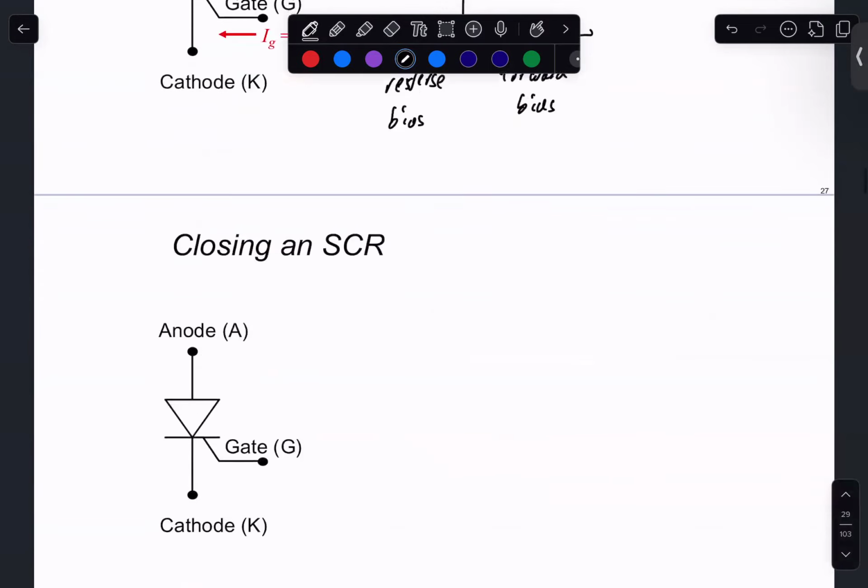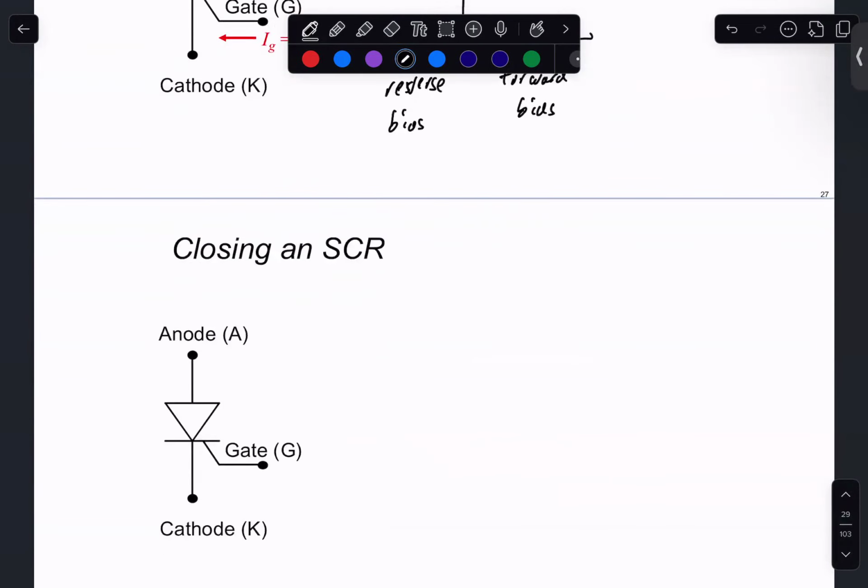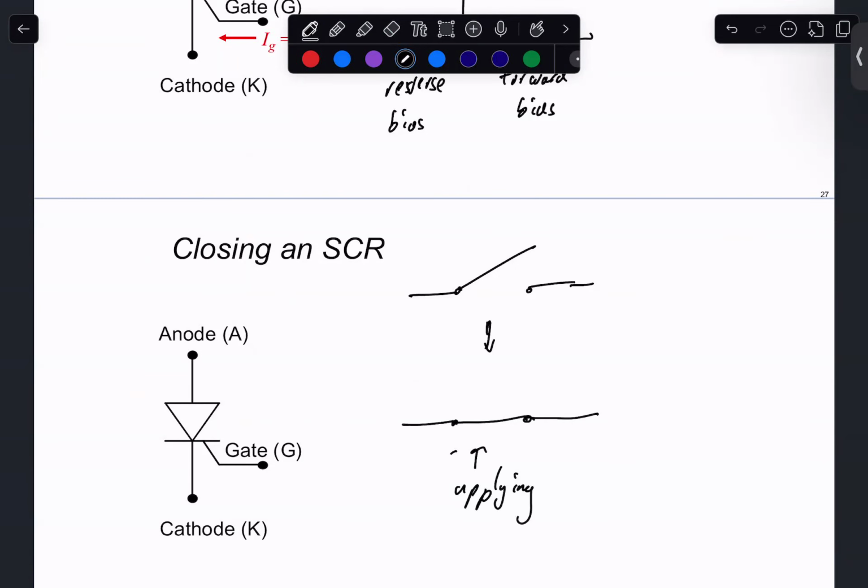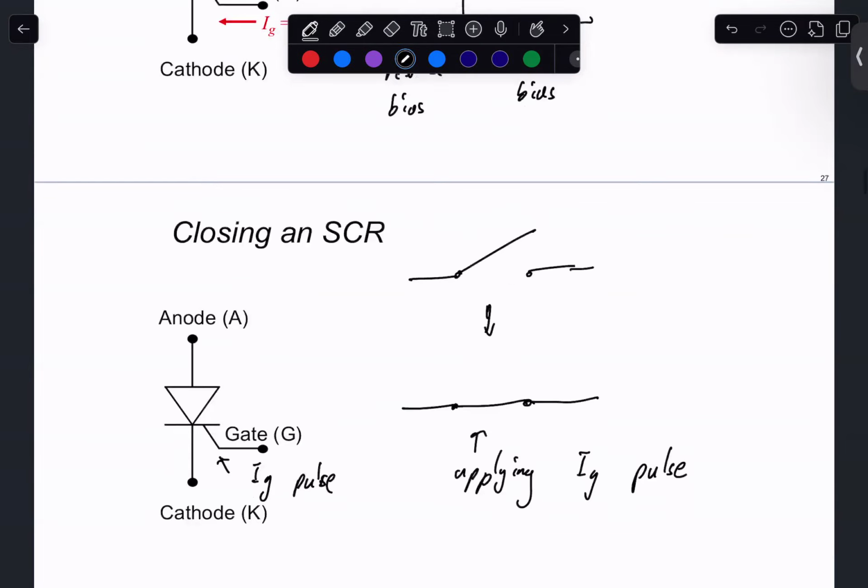Again, the closing of an SCR goes from open to closed by applying an IG. So our gate driver here, instead of continuous current, just applies a short pulse of current, and then this turns from an open switch to a closed switch.